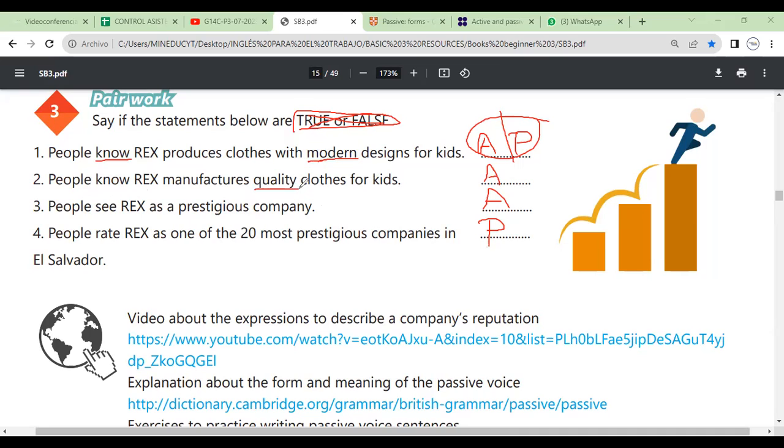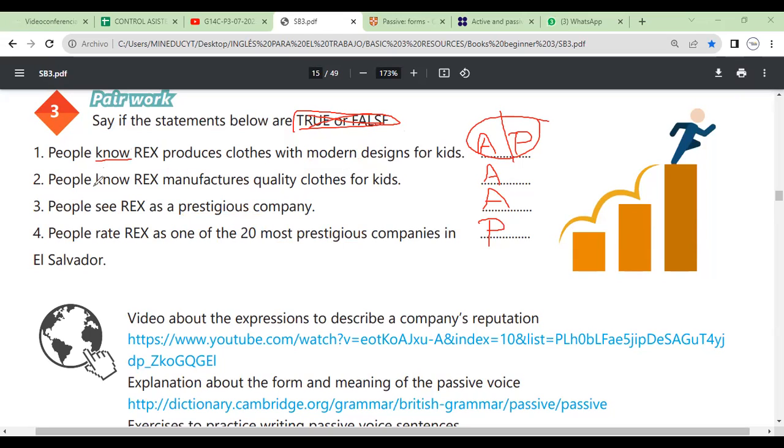Quality clothes, quality is the adjective. Prestigious is the adjective. Most prestigious, adjective. So, ¿lo identificamos por adjetivos? ¿O no, por, no sé, por... sería por el verbo. Sujeto. The verb in base form. The verb in the base form, okay.